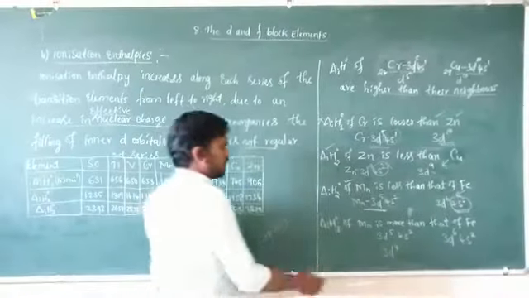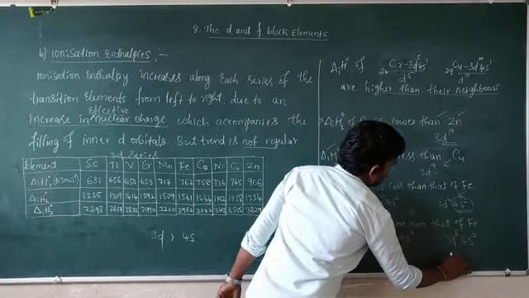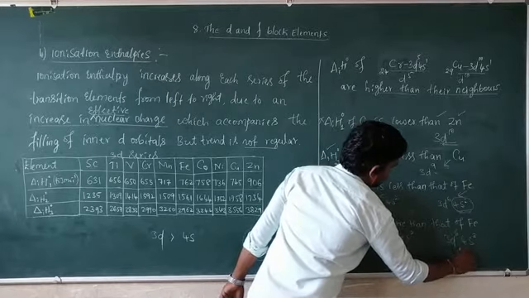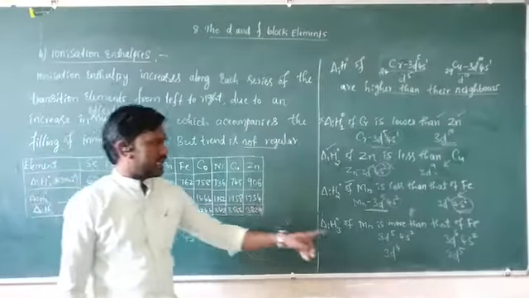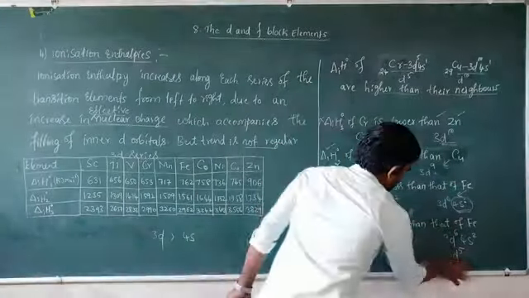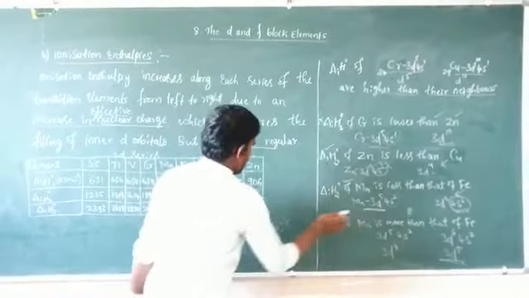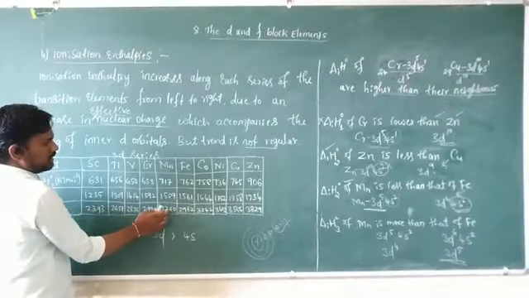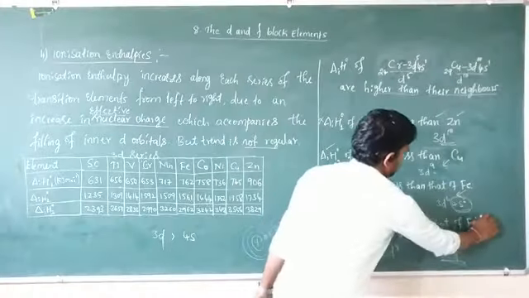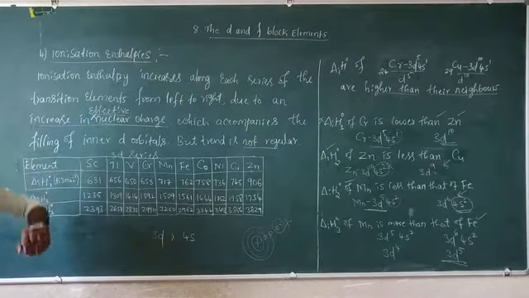For third ionization enthalpy, if you remove 3 electrons from iron, it forms 3d5. Removing the 2 4s electrons and 1 from d, they form 3d5, a stable half-filled d orbital. So iron has a lesser value compared to manganese. Manganese is more than that of iron. This is a way of studying ionization enthalpy of transition elements.